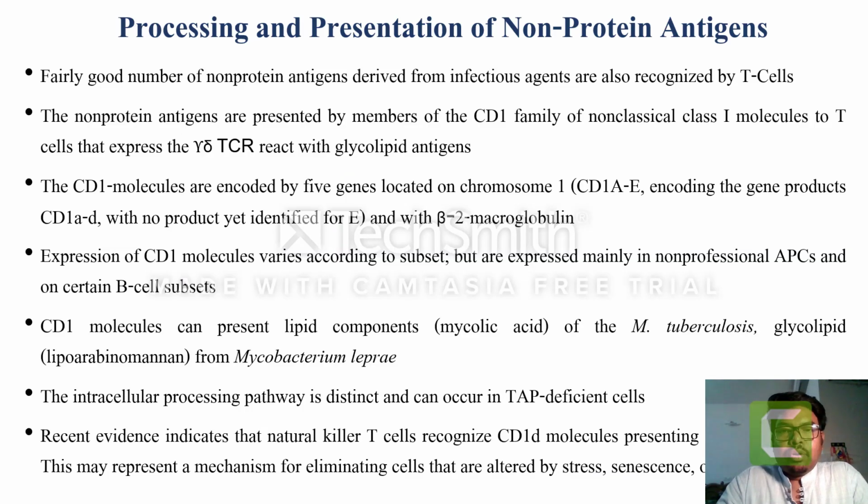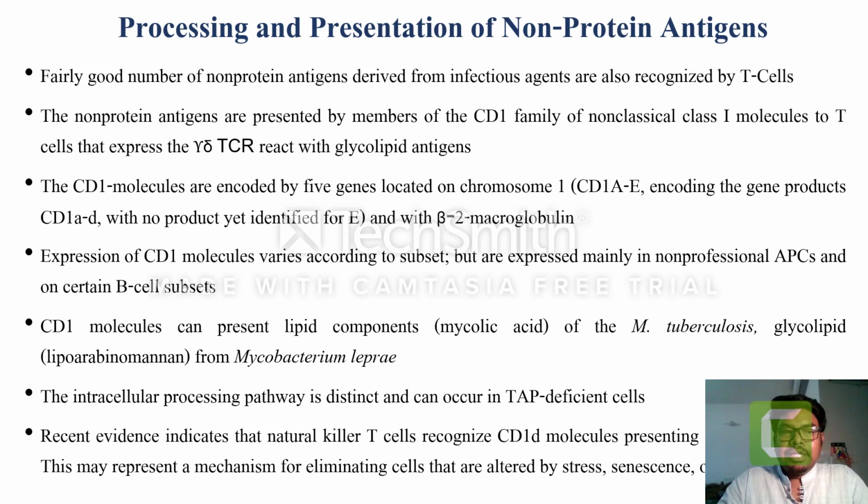Processing and presentation of non-protein antigens. We know that a fairly good number of antigens are non-proteinaceous in nature, right? But then they also have the tendency to be processed and presented to certain T cells, right? So these non-proteinaceous antigens are presented by members of CD1 family of non-classical class 1 MHC molecules to T cells which bear gamma delta T cell receptors. These gamma delta T cell receptors have the tendency to bind with glycolipid antigens.